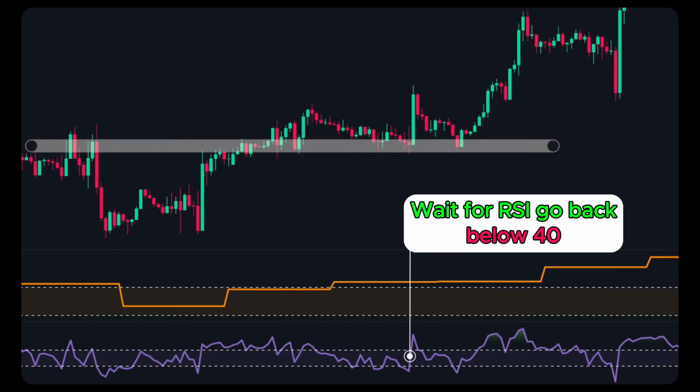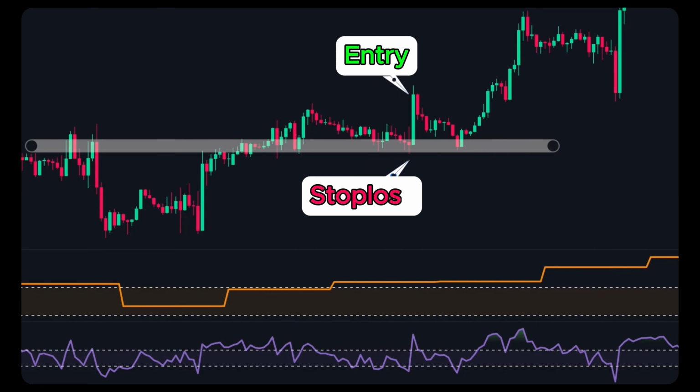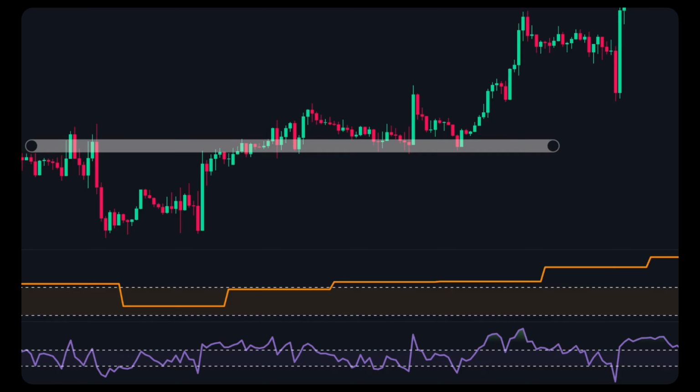Now, all that is left to do is to wait for the RSI to go back above the 40 level. The next candle was a big green candle where the RSI rose above 40. Technically, our entry was here, but since the candle was really big, we cannot trade it. If we enter here, our stop loss will be below the recent swing low. And as you can see, the stop loss is too wide, so we wait.